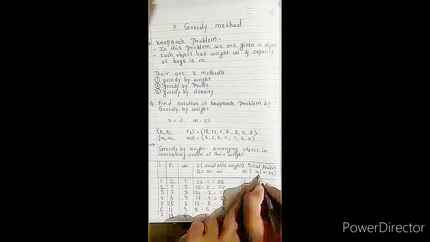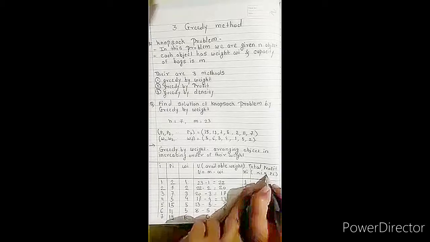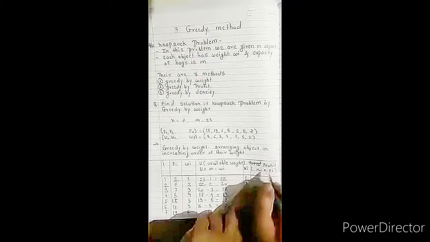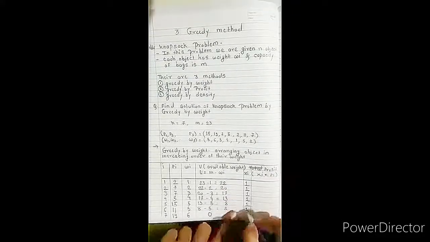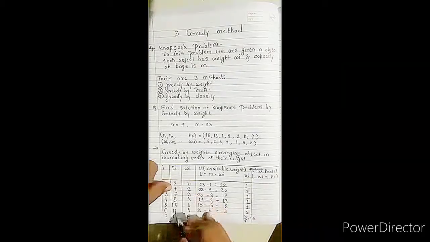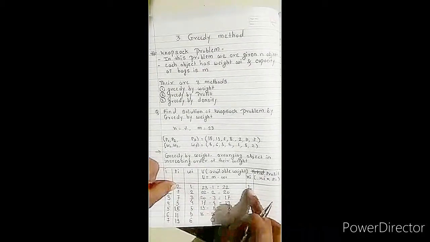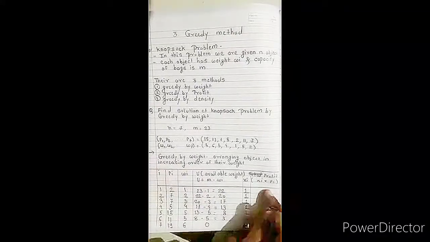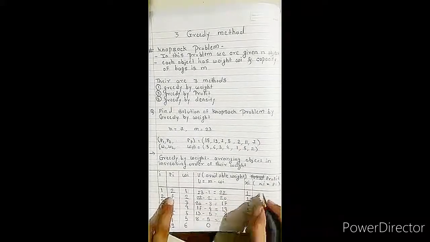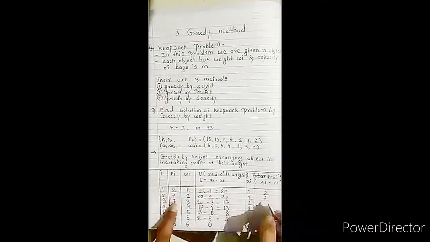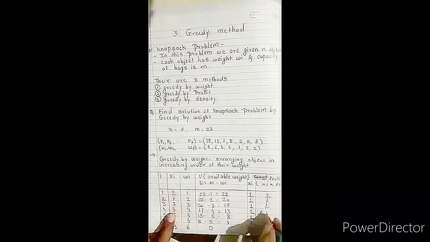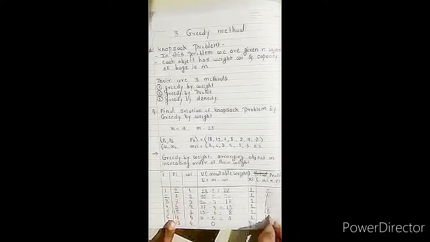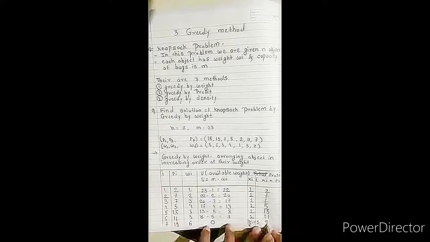Then in the last column we calculate the profit. The profit is xi into pi. Here we calculate xi into pi and give the profit. So 2 into 1 is 2, 7 into 1 is 7, 7 into 1 is 7, 5 into 1 is 5, 15 into 1 is 15, 11 into 1 is 11, 19 into 0.5 is 9.5.